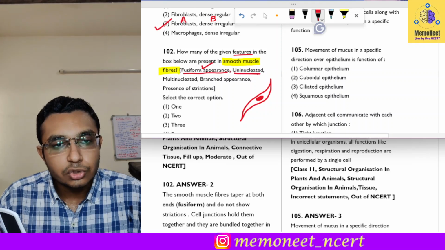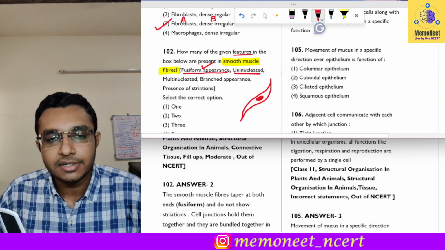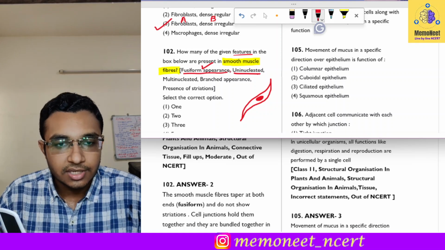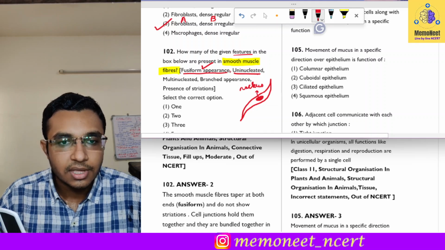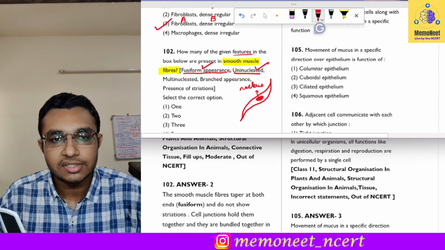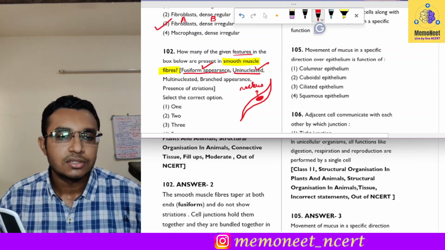Then it is uninucleated. So what is the meaning of uninucleated? There is one nucleus present in every smooth muscle fiber. So yes, as we can see here, this is the nucleus, and it is a single nucleus in one cell. So the smooth muscle fibers are also uninucleated. So this will also be correct.